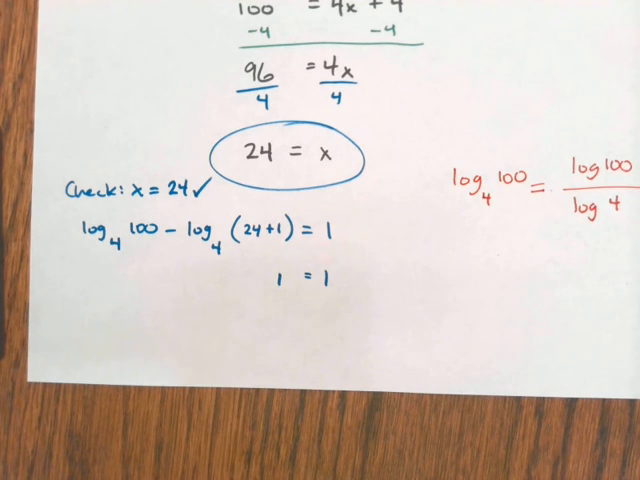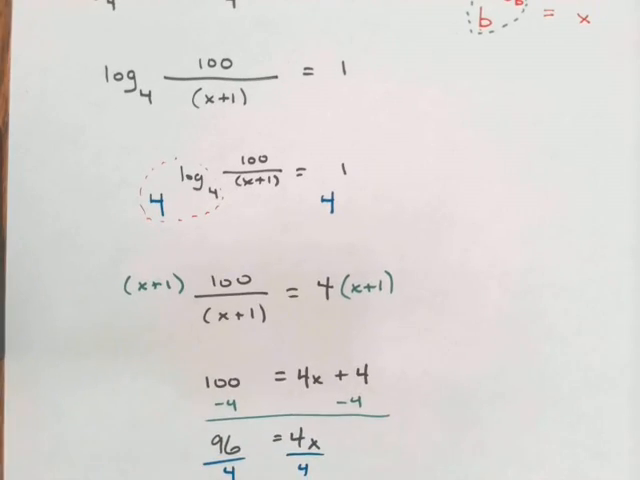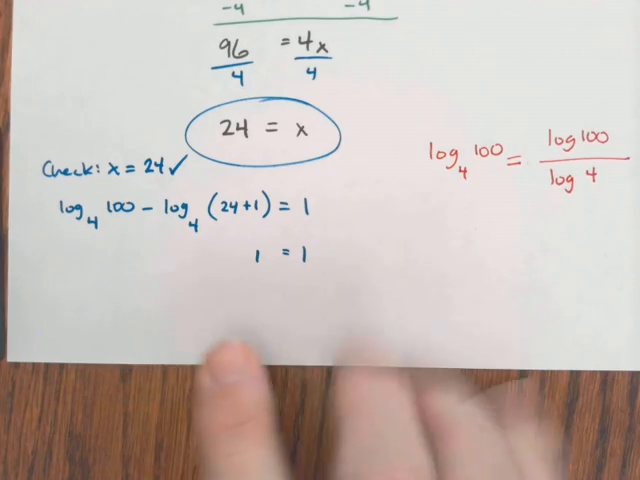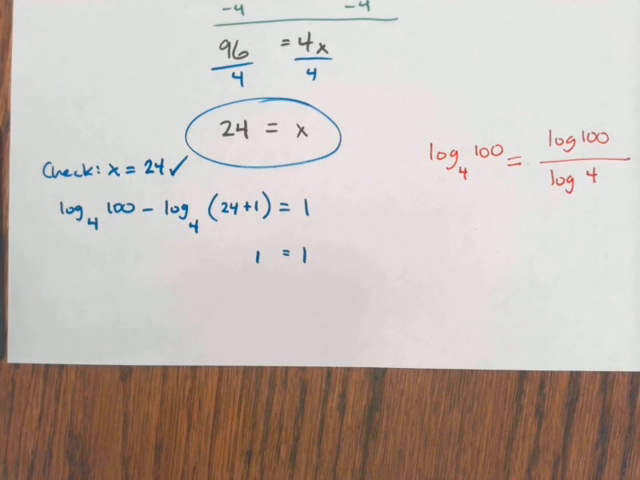You need to check your work on all of these log problems when you're solving. Anytime that you go through and you exponentiate both sides of your equal sign, checking your work at the end is part of the problem. It's not just an additional optional step that you could do if you wanted to. You have to do that check.